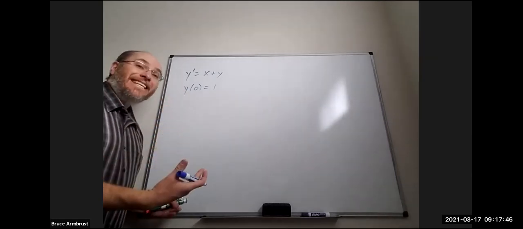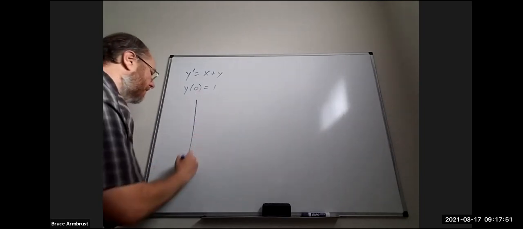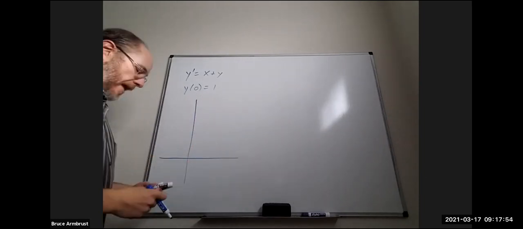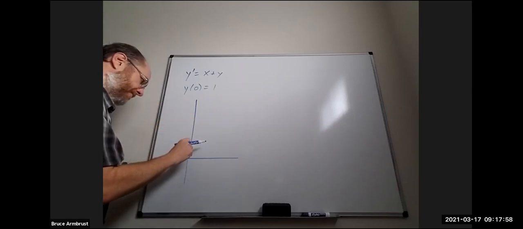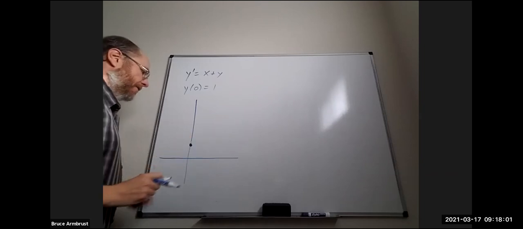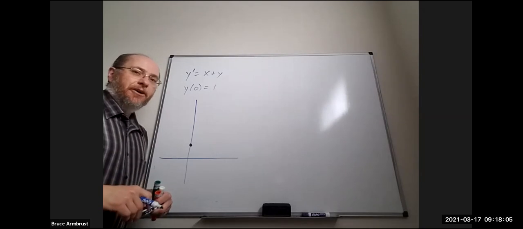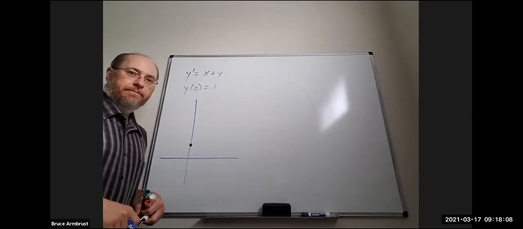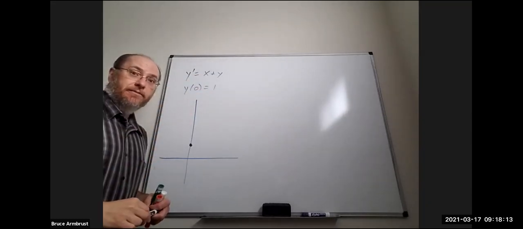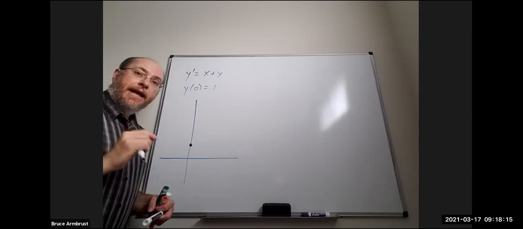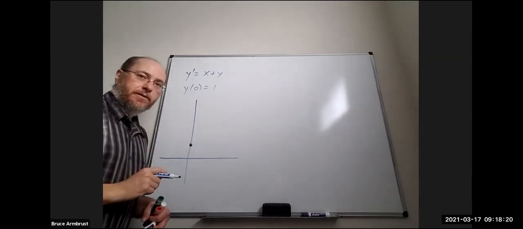But here's the general idea of Euler's method. We're going to start at our point, y of 0 equals 1. So there's our initial value. What I'm going to do is calculate the slope at that point. I'm going to use the differential equation to help me get that slope. And then I'm going to use that slope to take a step over to the right.